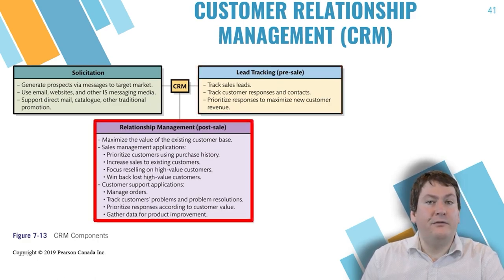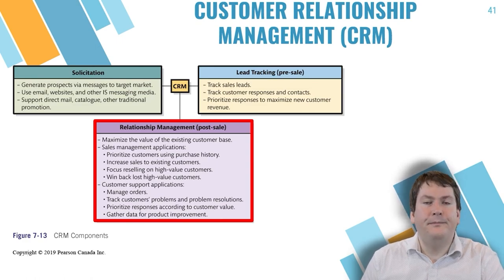The last component is relationship management. This component handles the post-sale activities, including customer support, retention, sales targeting existing customers, and win back of lost high-value customers. The data from CRM systems aids with targeting these efforts at customers that are most likely to purchase more. It also helps understanding a customer's needs based on their support history and aiming efforts at winning back high-value customers that have been lost.